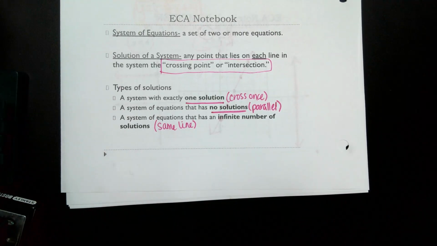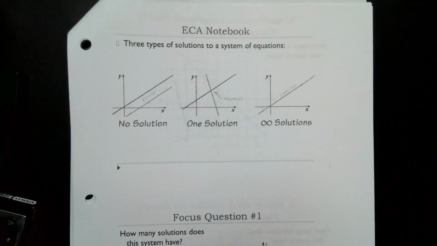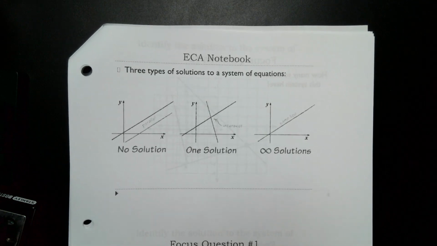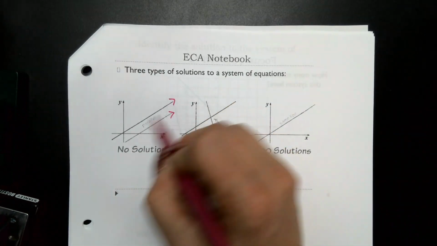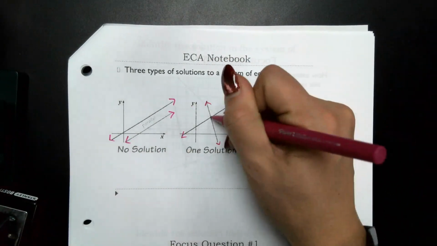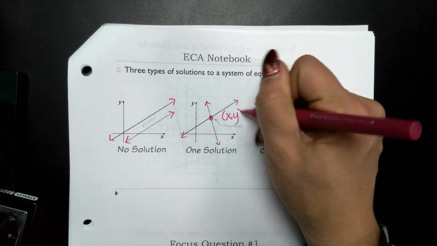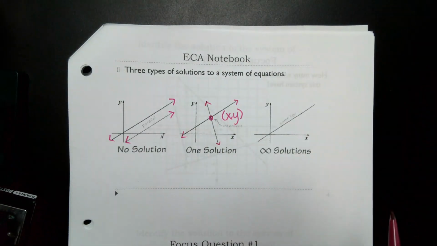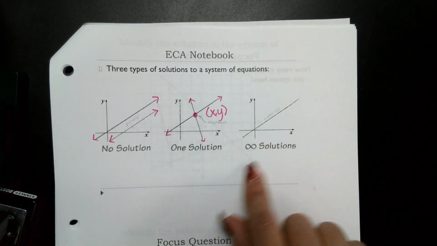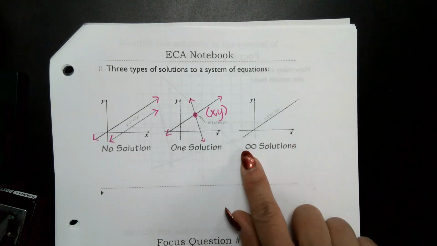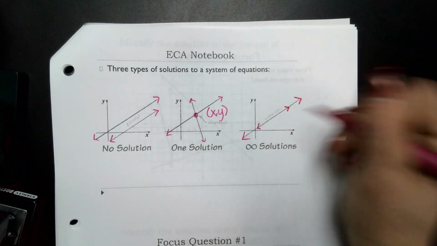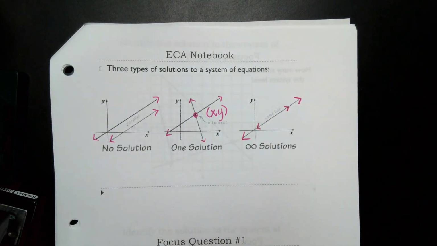Okay, go ahead and turn the page. There's the picture I had you guys draw on the front. No solutions, parallel lines. One solution, they will cross at one point, and we will write the ordered pair of where they cross. Now this symbol, that's the infinity symbol, you guys. If there's an infinite number of solutions, you have one line and then you graph the exact same line and it falls right on top of it.